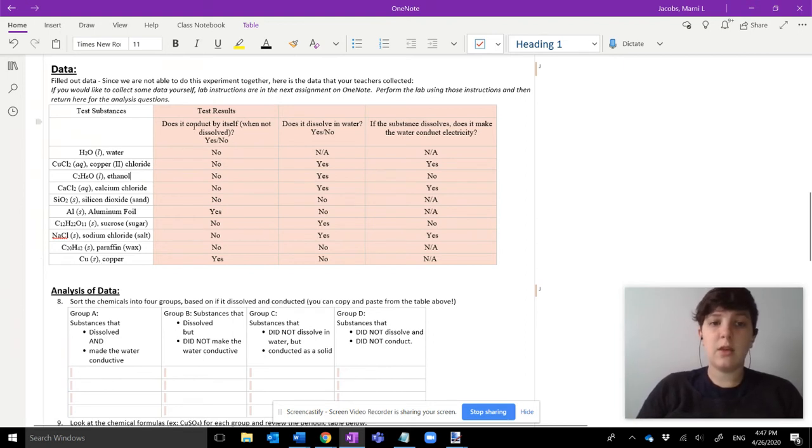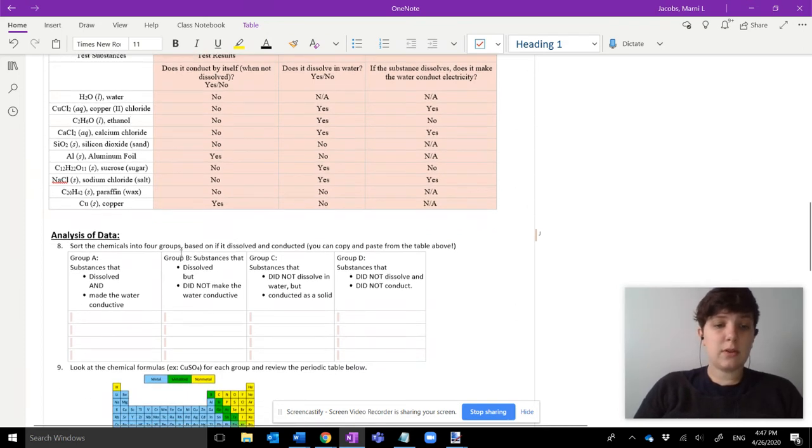For each one of these, we can say, does it conduct all by itself? Does it dissolve in water? And does it conduct once it's dissolved in water? We're going to take each of these substances and sort them into 4 groups using this second table here in the analysis questions. So I'm just going to go one by one, and I'm going to copy and paste these in as we go. So let's start with water.